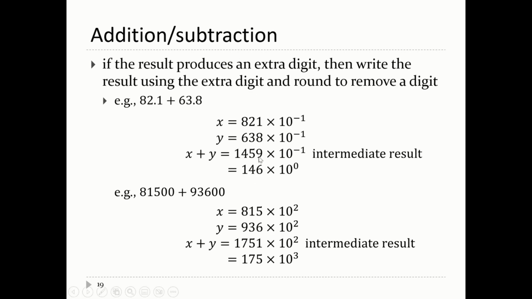Notice that even though you can represent the two operands, you can't represent the sum exactly. The true sum is 145.9 times 10 to the 0, but we can't represent that. So your sum has error in it.